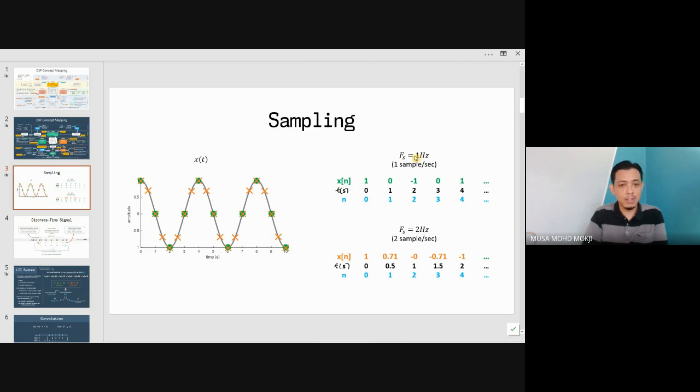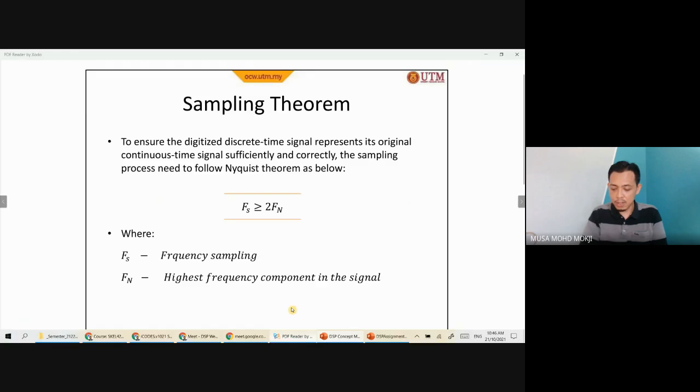And 1 is actually 4 times of 0.25. So actually 1 Hertz is already enough, because what we need is a minimum 2 times of the 0.25. So then actually you can pick 0.5 Hertz. So that will be enough. So that's what the Nyquist theorem says.